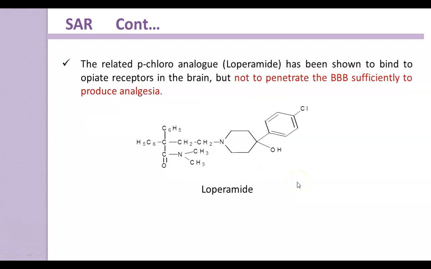The related parachloro analog, that is loperamide, has been shown to bind to opiate receptors in the brain, but does not penetrate the blood-brain barrier sufficiently to produce analgesia. So here is loperamide, and here is the presence of the parachloro group.